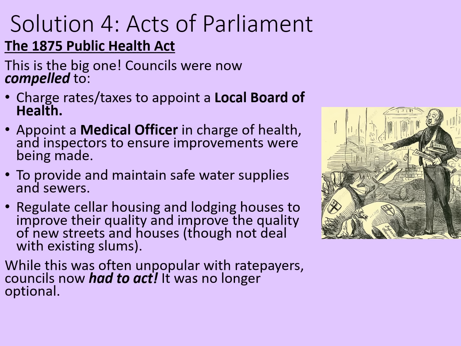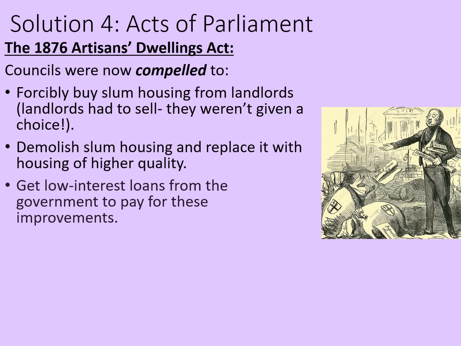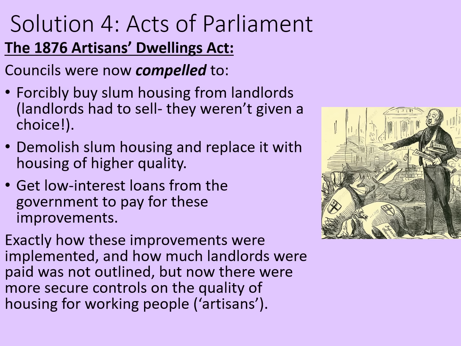And on to our final act, near the end now, the 1876 Artisans' Dwellings Act. Councils were now compelled or forced to forcibly buy slum housing from landlords. Landlords had to sell, they weren't given a choice. They had to demolish slum housing and replace it with housing of higher quality. And they had to get low interest loans from the government to pay for these improvements, which wasn't always popular. Exactly how these improvements were implemented and how much landlords were paid was not outlined.